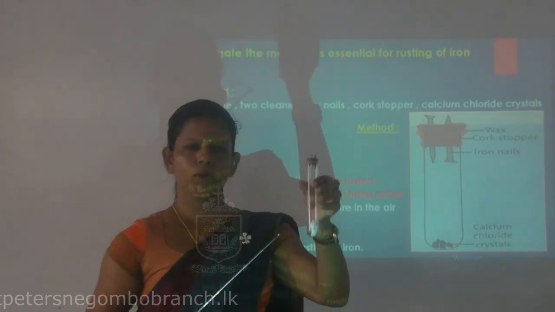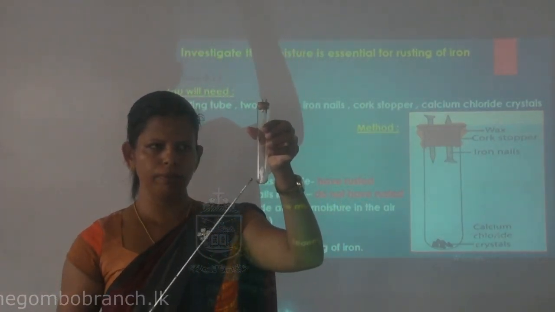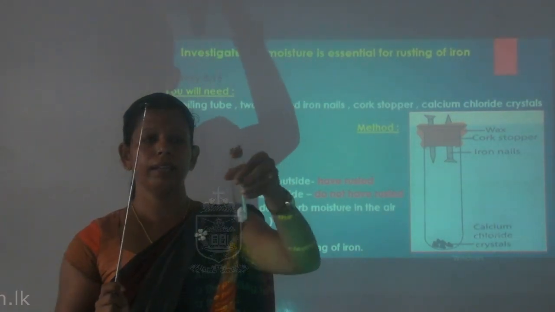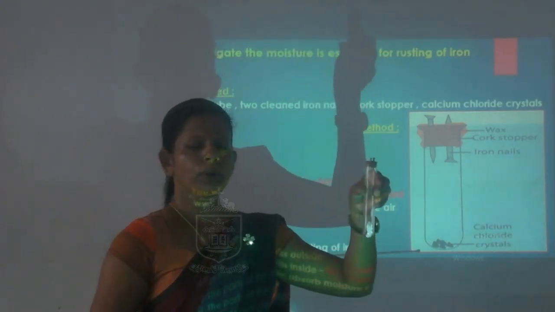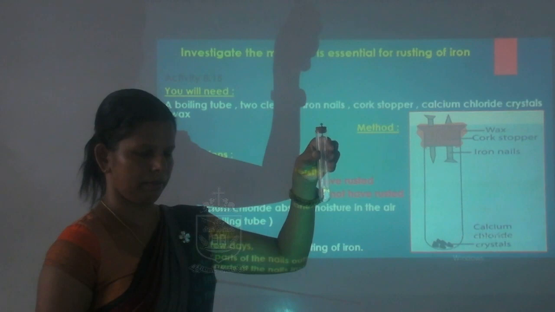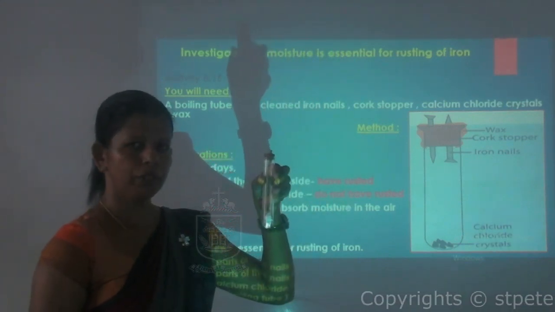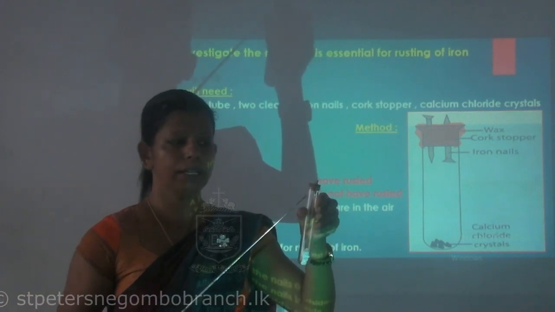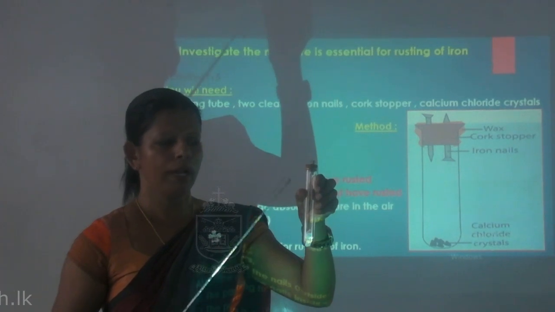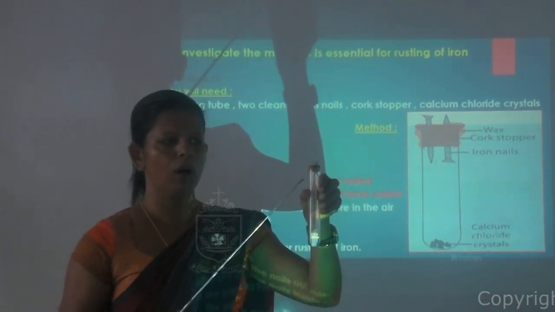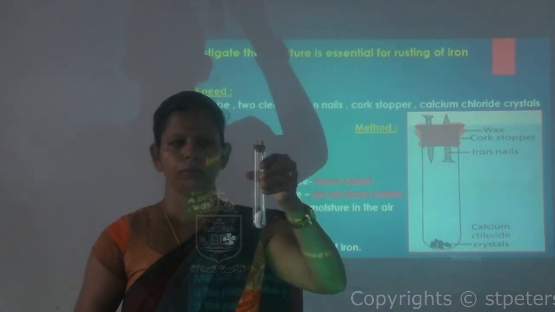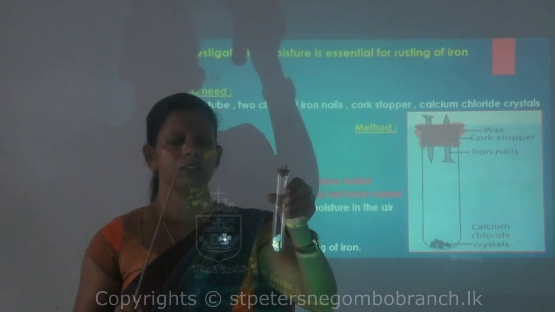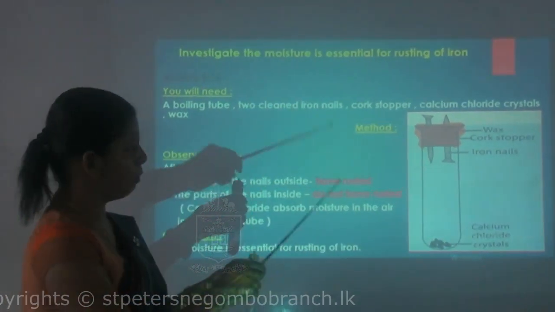You have to take a boiling tube or test tube. You have to put the calcium chloride inside the test tube, and you have to arrange the nails like this, the pointed part and the flat head likewise. Then when you keep that test tube for a few weeks, you can see the outer parts of those two nails have rusted, but the inner part does not rust. Why? Because the calcium chloride absorbs all the moisture inside this boiling tube. Because of that, the outer part has rusted, but the inner part does not rust. So that is the practical that we can prove.